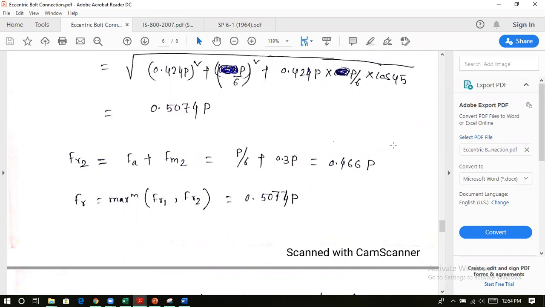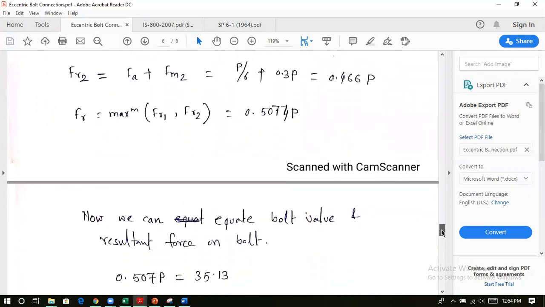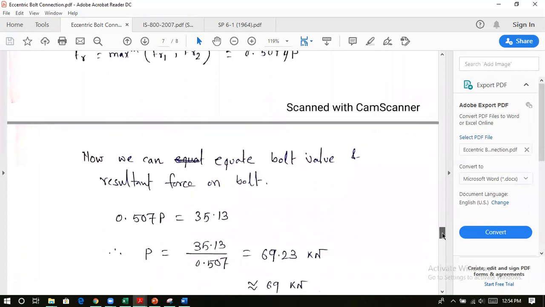So for two bolts, bolt 1 and bolt 2, we have found out their resultant force. To decide what will be the safest load, we have to take the maximum between these two values. The maximum load is coming on bolt 1, that is 0.5074 P. So this is the amount of force the critical bolt is experiencing. So the load has to satisfy this condition. So we'll simply equate this resultant force on the bolt with the bolt value to find the safest load that can be applied on this joint.